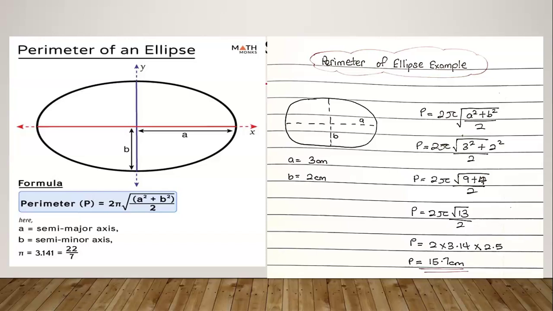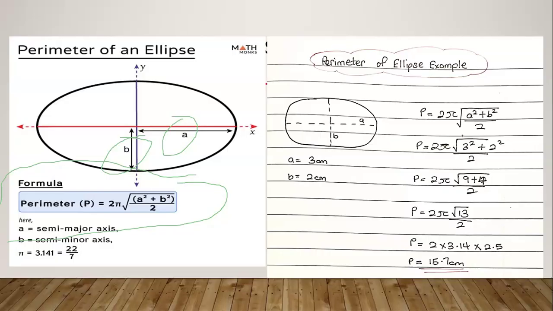So here we have the perimeter of an ellipse. Here is the formula to find the perimeter, where A is the semi-major axis and B is the semi-minor axis. And we use pi as 3.141, which is the same as 22 upon 7.